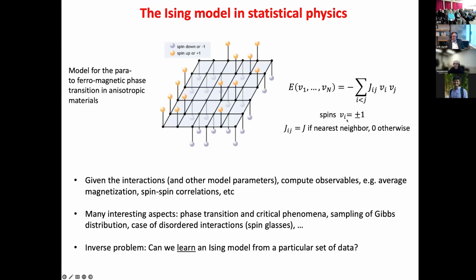And there has been a lot of work to understand the nature of the phase diagram of this model. And essentially, given the model, we want to compute observables like the average magnetization, spin-spin correlation, and many other quantities of interest.